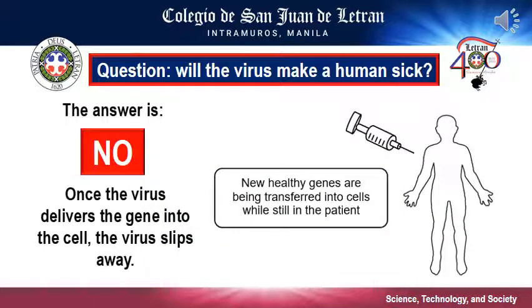Question: will the virus make a human sick? The answer is no. Once the virus delivers the gene into the cell, the virus slips away. Certain viruses are often used as vectors because they can deliver the new gene by injecting the cell. The viruses are modified so they can't cause disease when used in people.